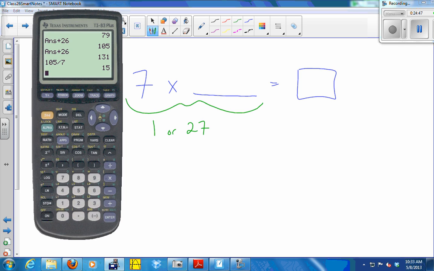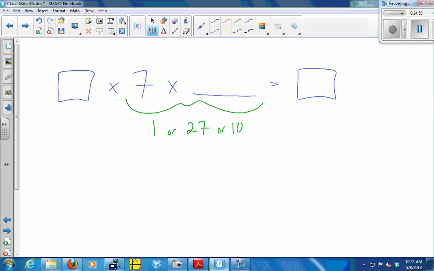So 105 was the one that worked. 7 times 15 is 105, but 105 is equivalent to 1, so I got my number back. If you multiplied by 7 to encode, you have to multiply by 15 to decode. You just keep going higher until you find one that works. Maybe like 1,000. It could be really high.